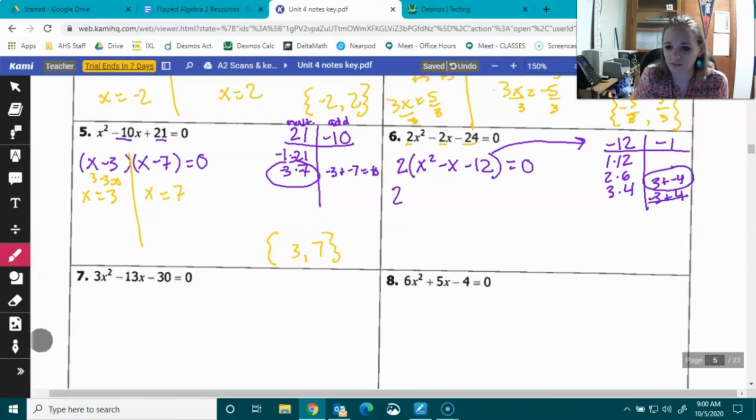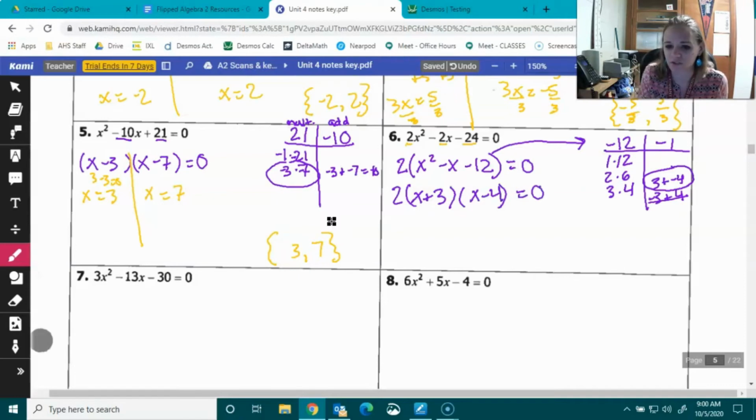Alright, so I just replaced this whole quadratic, because the 2 was before that, and it's okay, but I still got to leave it there. And then my factors I got from here are x plus 3 and x minus 4.